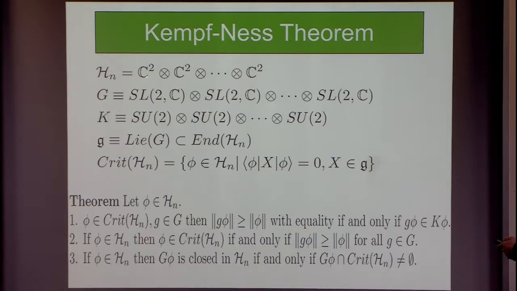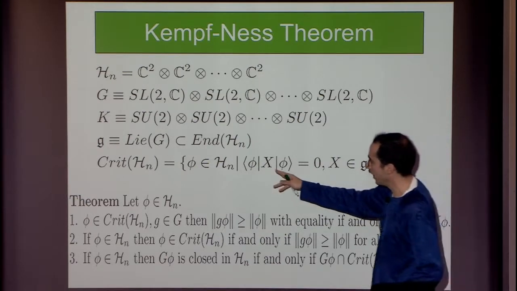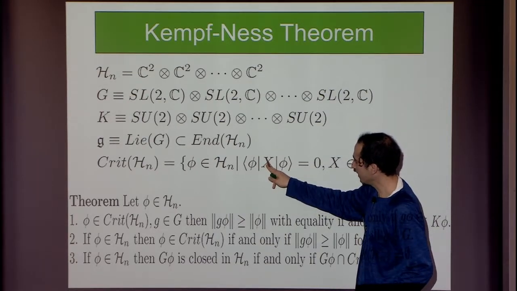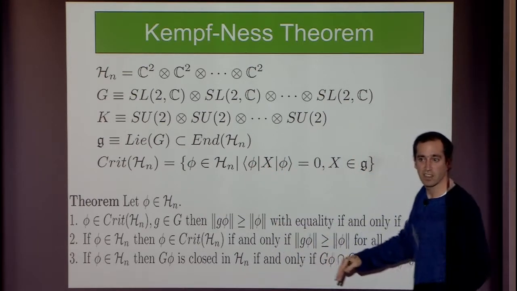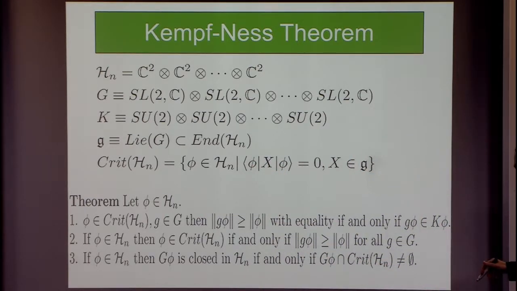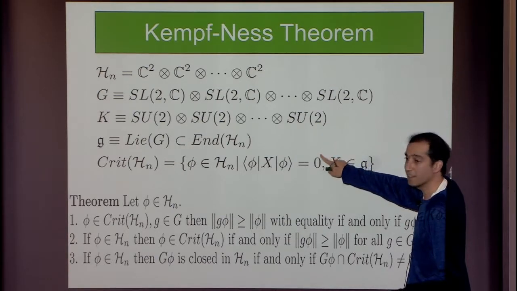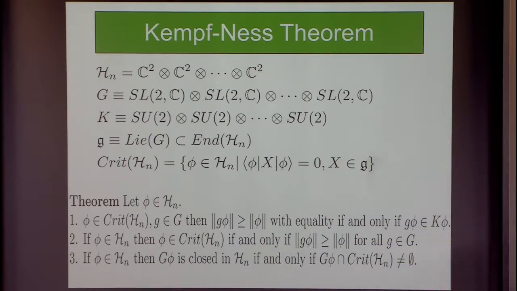In this case, we're looking at n qubits. This is the local unitary group that I'll be looking at, the Lie algebra of this group, and we define a set of critical states. Those critical states are states that satisfy this relation. Now, in physics, this is an inner product, so it's x applied to phi, and then the inner product of that with phi. This is for all x in G.